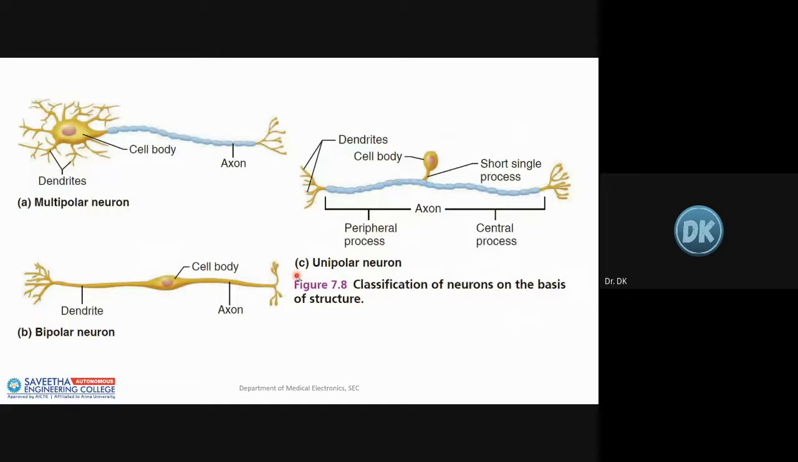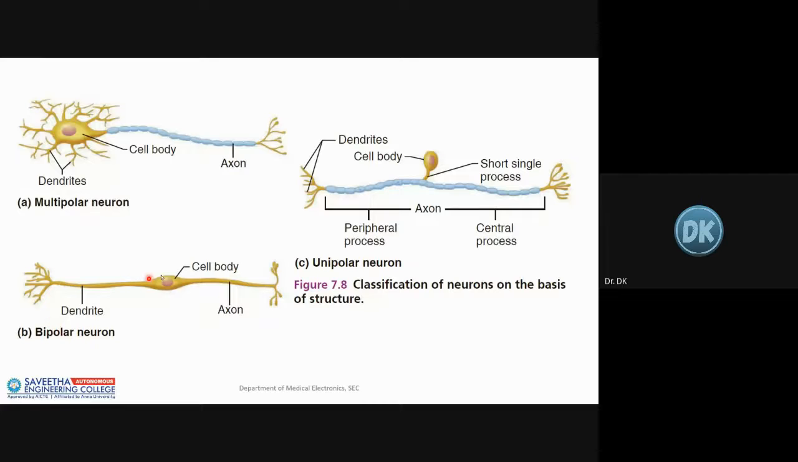Next thing is structural classification. Everything we have seen so far is functional classification, that is, how we classify based on the nerve function. Next is based on structure: how we define a neuron based on its structure. You have three different types: multipolar, bipolar and unipolar. Multipolar means the neuron has many processes, that is, many fibers and dendrites. So that is your multipolar.